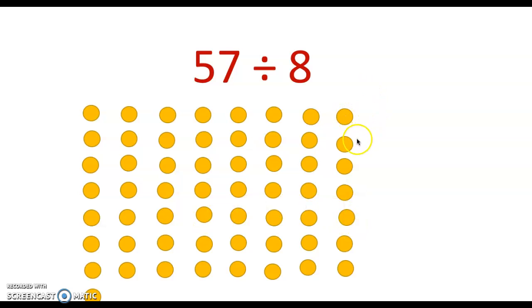All right. We're going to see how many full rows we have. We have 1, 2, 3, 4, 5, 6, 7 rows that are completely full. How many did we have left over? Yeah, we have a remainder of 1.